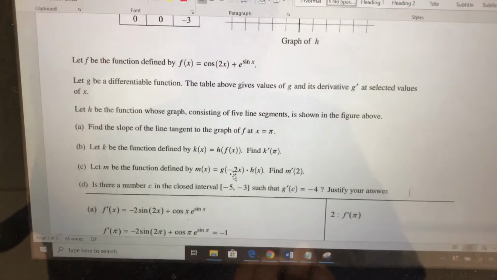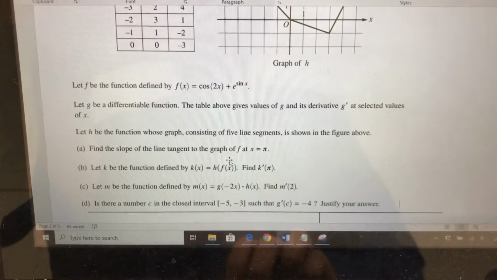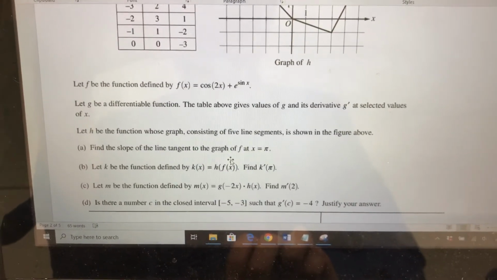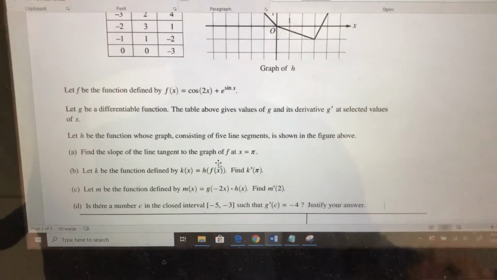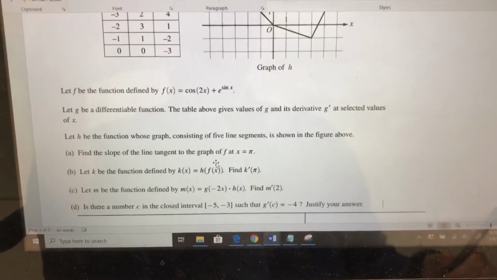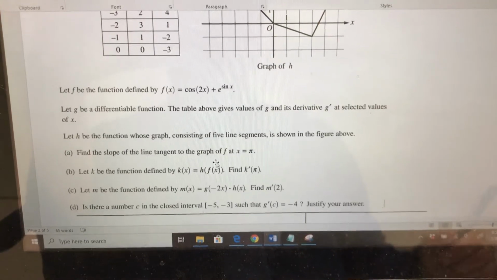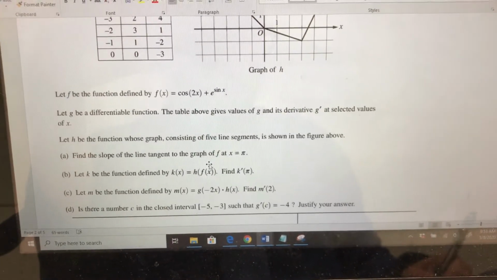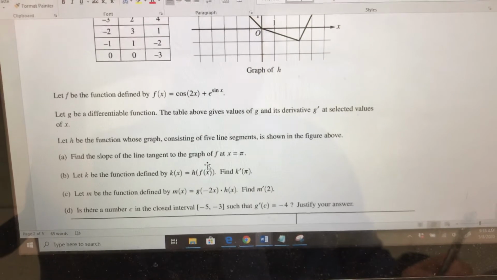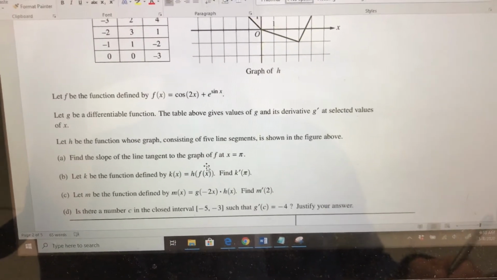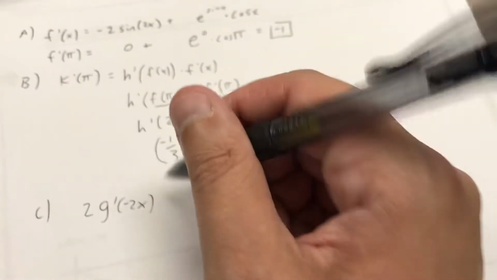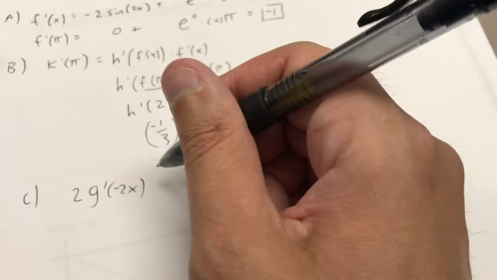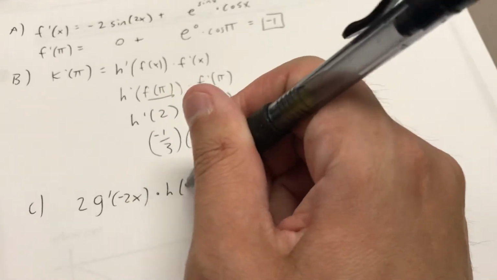Let's look at part C. Let m be the function defined by g of negative 2x times h of x. They want us to find m prime of 2. Okay, so this is a product rule problem. With the product rule, you take the derivative of the first term. That's going to be g prime. The inside function doesn't change, so g prime of negative 2x. Remember, you have to multiply by the derivative of the inside function. So I'm going to multiply by 2. Okay, derivative of the first times the second. The second was h of x.